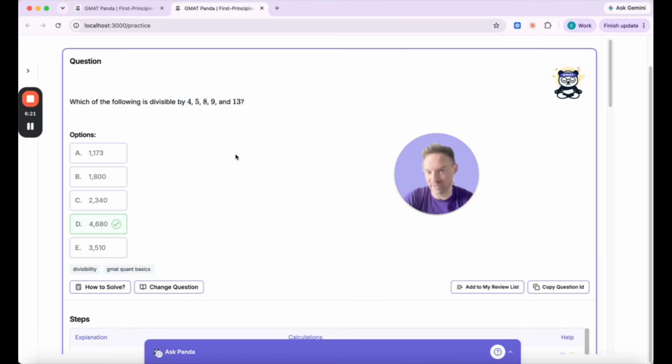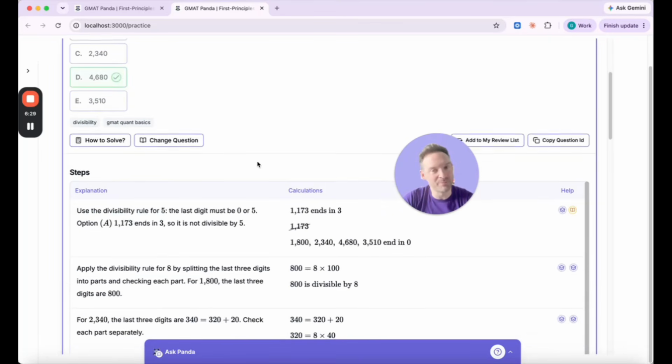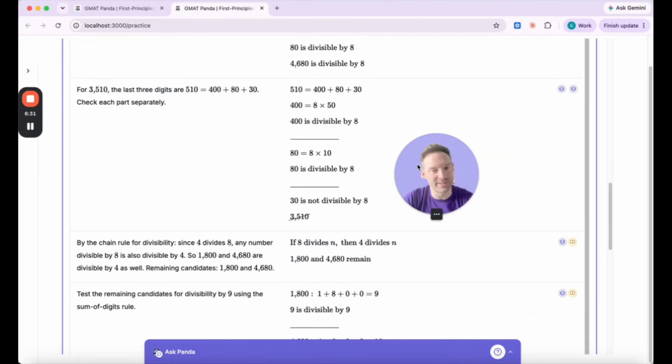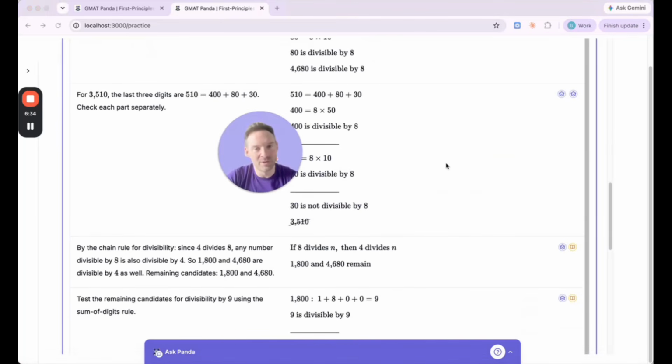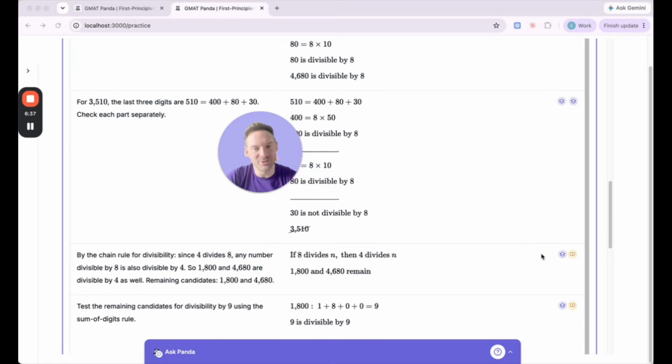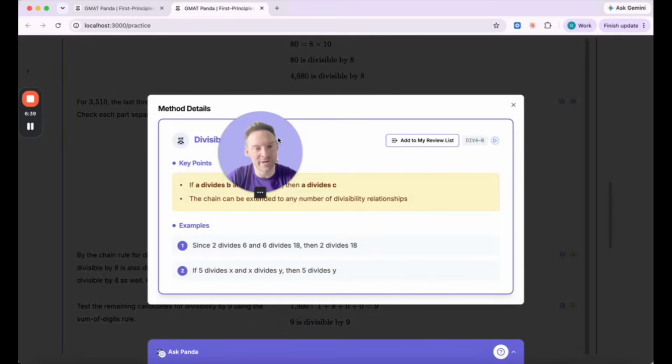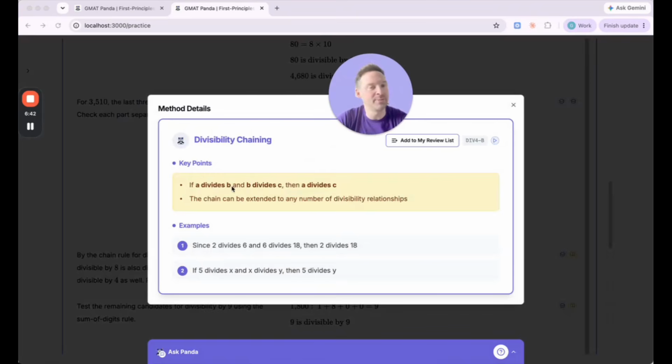So there is a rule for dividing by 4, as you probably have seen in the rest of the video. But here, we can use a quicker way of showing that it's divisible by 4. Why? Because we can use the chain rule, right? Which is to say that if A divides B and B divides C, then A divides C. So remember the example we used: if 2 divides 6 and 6 divides 18, which both of those are true, then we can show that the first one divides the last one.